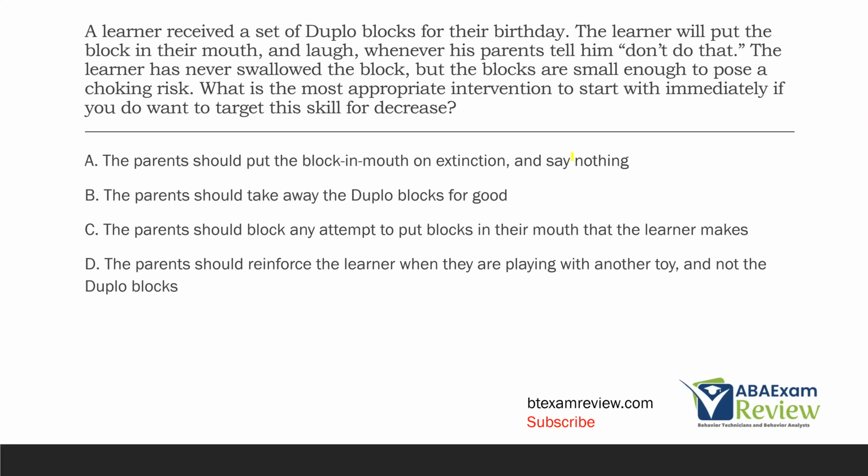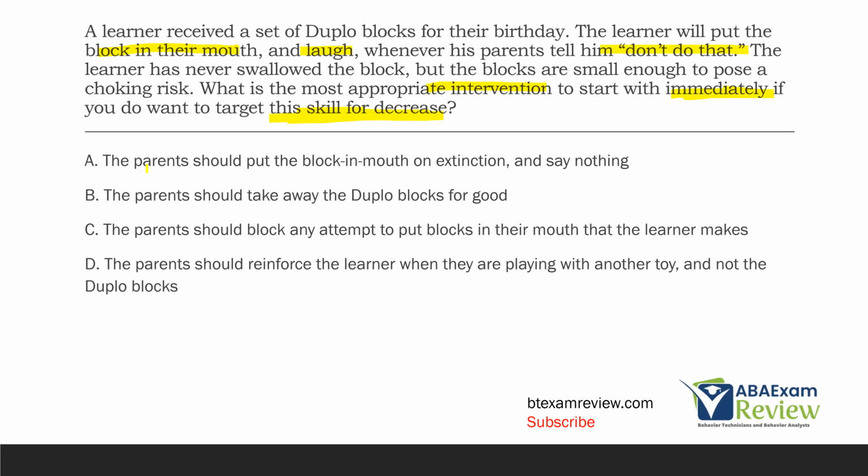Okay, again, long question. Don't jump to the answer choices. Let's understand what's happening here. Let's try to predict an answer. We're looking for the most appropriate intervention to start with immediately, keyword immediately, if you do want to target the skill for decrease. And so what are we targeting for decrease? Well, we're going to target, obviously, the learner putting the block in their mouth and laughing whenever the parents say, don't do that. This is an issue.